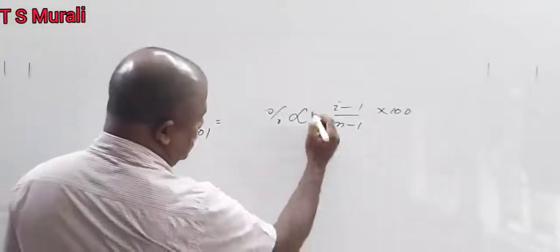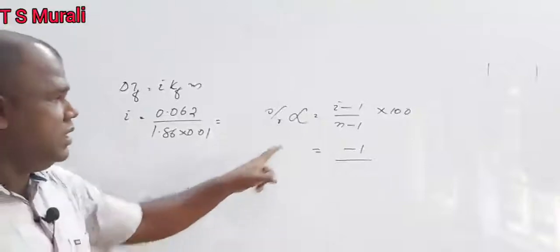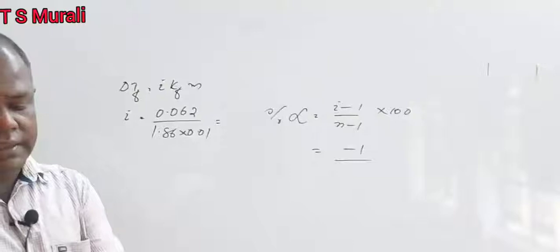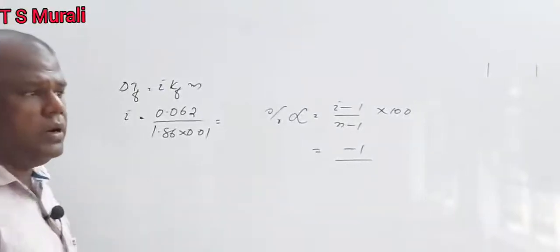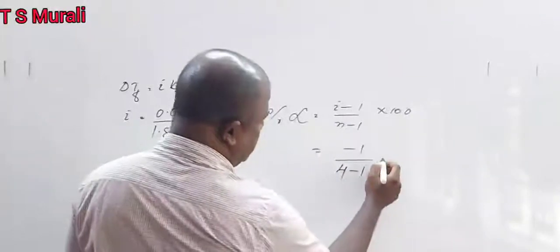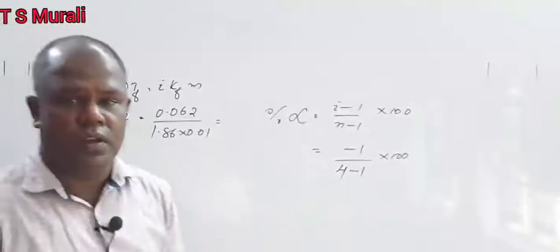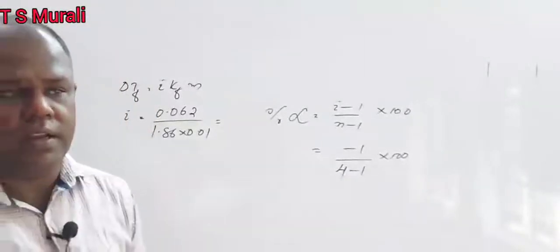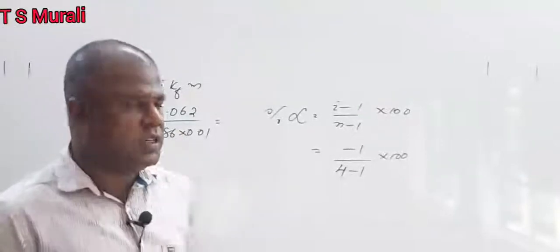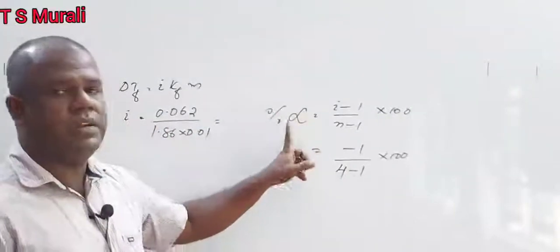You substitute the value of i, minus 1, divided by n. The compound is K3Fe(CN)6. When that compound dissociates, you get 4 particles, and that is the value of n, so n minus 1, into 100. That is the answer. Work it out and tell me the answer in the group. So two steps: first you assess the value of i, and using the value of i you get the percentage of alpha.